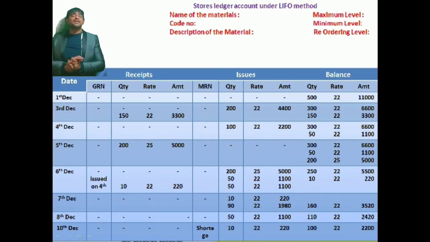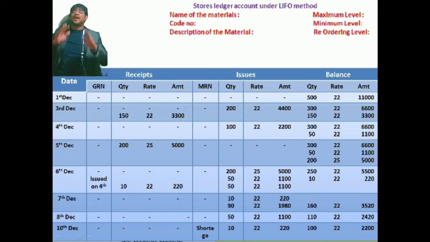Open the Stores Ledger Account under last in first out method, under LIFO method. Name of the material, there is no information. Code number, no information. Description of the materials, no information. Maximum level, no information. Minimum level, no information. Reordering level, no information. Whether he has given information or not, it is your primary duty to enter all these details on the Stores Ledger Account.